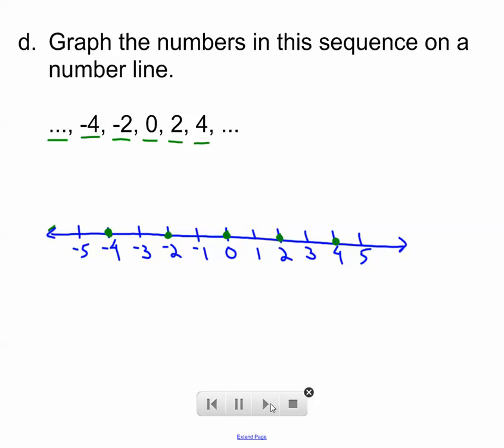So the way we show that this continues is by coloring in the arrowhead. And same thing for the positive numbers. Color in the arrowhead. That shows on a number line this sequence is continuing.